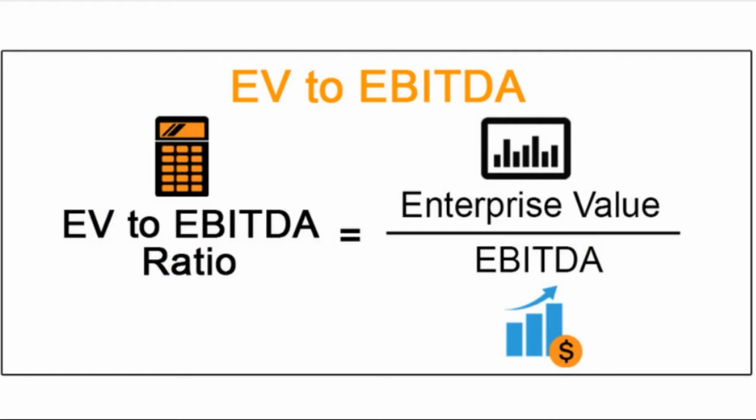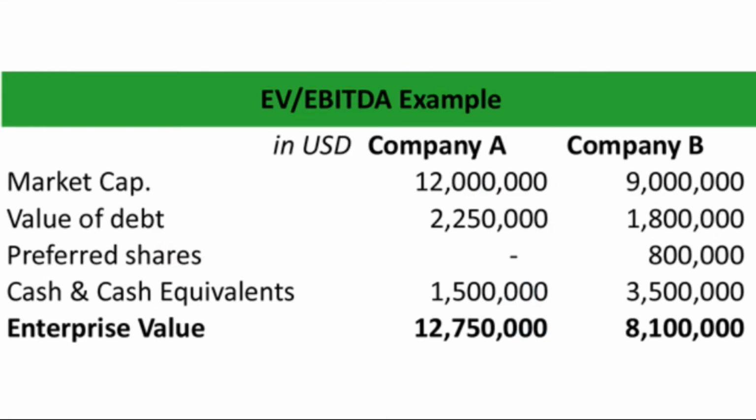EBITDA is earnings before interest, tax, depreciation, and amortization. This ratio is used to value companies that have taken a lot of debt. The main advantage of this is that it can be used to evaluate companies with different levels of debt as it is capital structure neutral. A low ratio indicates that a company is undervalued.